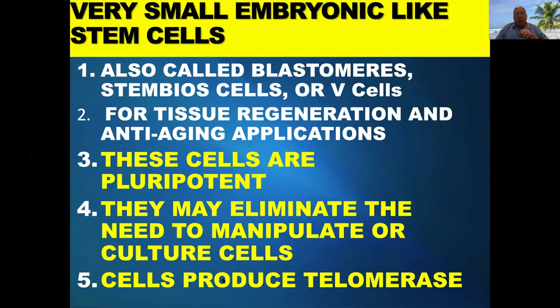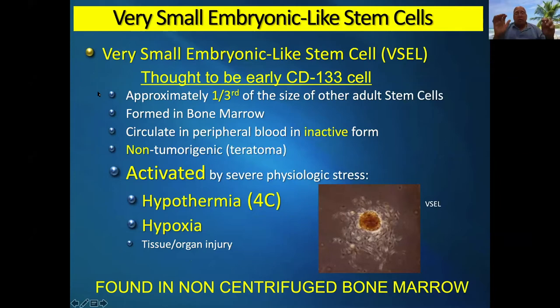Now, here's the interesting thing about these cells. They're thought to maybe be an early stem cell, about one-third the size of a regular adult cell. They're formed in the bone marrow, but typically they're quiescent. Remember, a quiescent cell is one that's capable of reproducing with the right circumstances. Now, we have ways of stimulating the bone marrow to produce these cells. One of them is injection of vitamin A. Another one is CoQ10. Another one is an algae from Okinawa called fucoidan.